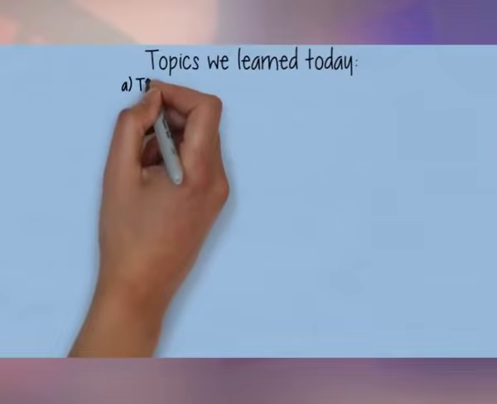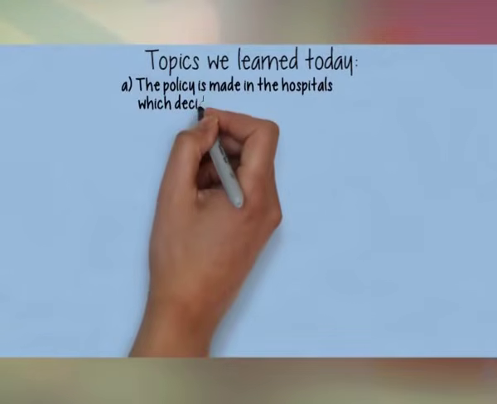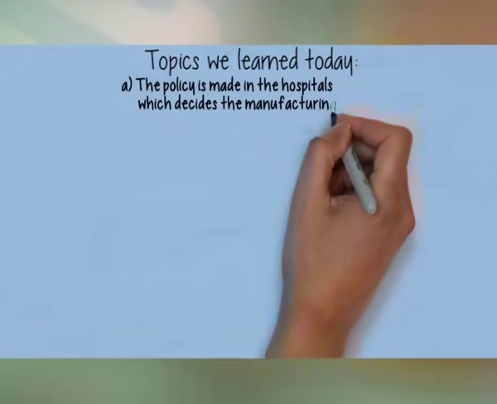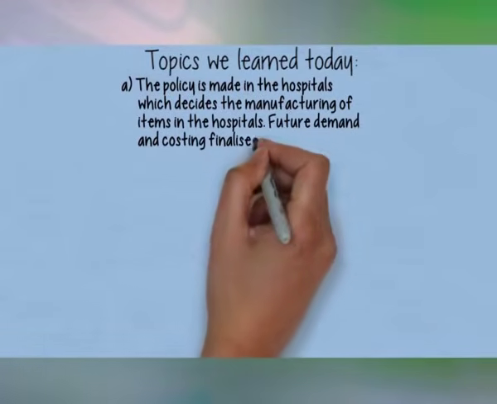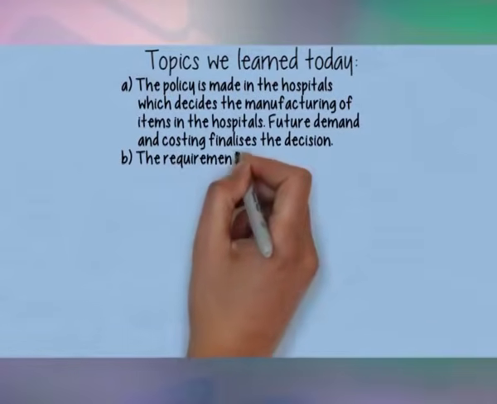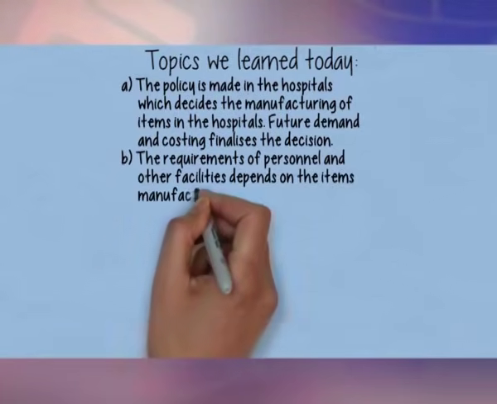So now we are at the end, and it is the conclusion module. Dear students, our today's lecture conclusion is that the policy is made in the hospitals which decides the manufacturing of items in the hospitals. Future demand and costing finalizes the decision. The requirements of personnel and other facilities depend on the items manufactured.